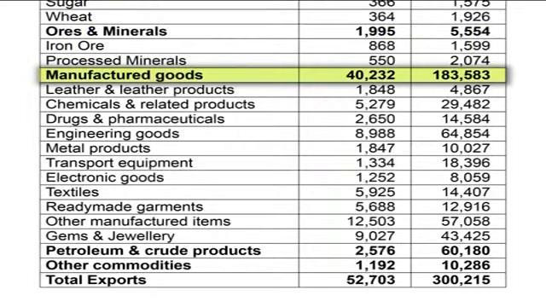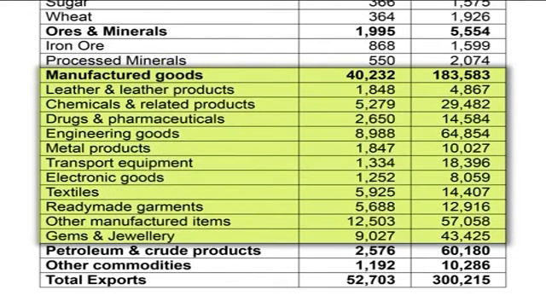Manufactured goods exports was 40,232 million USD in 2003 and was 1,83,583 million USD in 2013, under which leather and leather products, chemicals and related products, drugs and pharmaceuticals, engineering goods, metal products, transport equipments, electronic goods, textiles, ready-made garments, other manufactured goods, gems and jewelry are also exported.